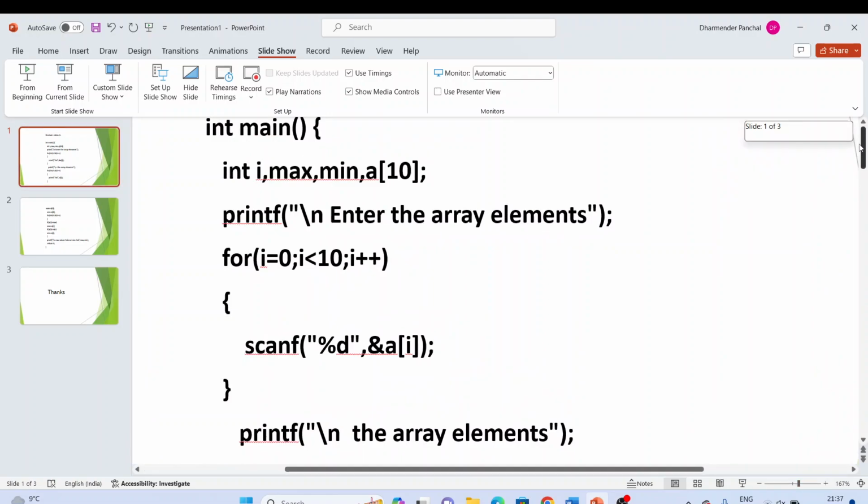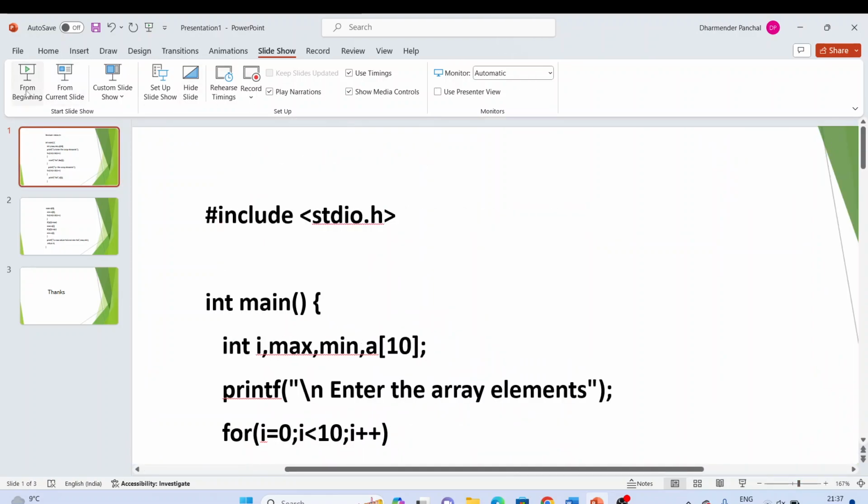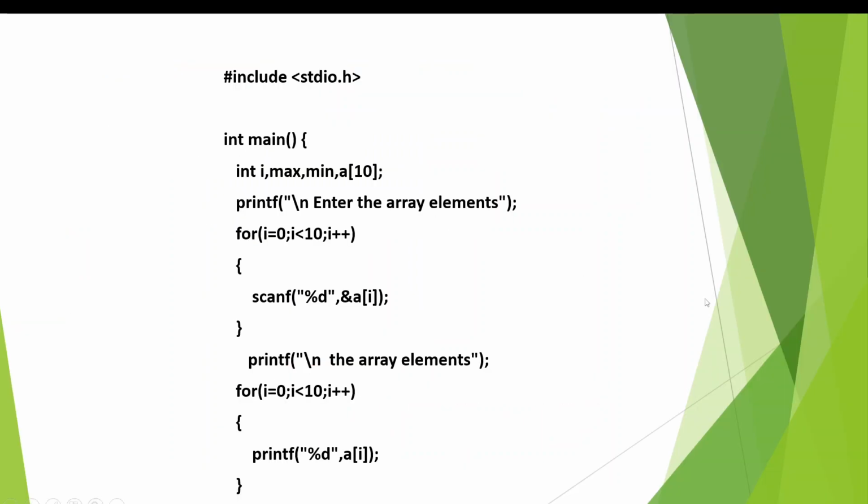So let's get started to check how to find the maximum number from the array. First of all, we have to declare header files, then the main, then int i, a variable i to provide input to the array, then maximum and then minimum. The size of the array is 10, 0 to 9.